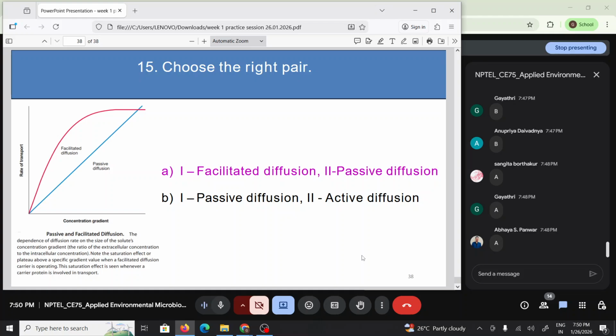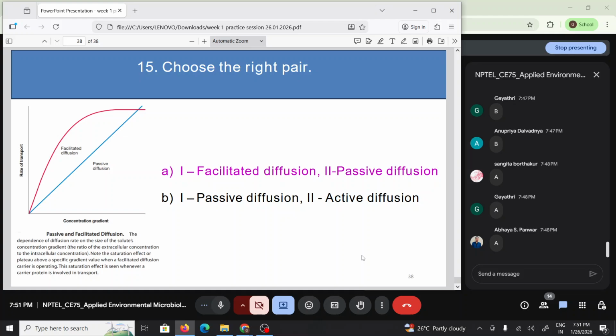Whereas in case of the curve, the red colored curve, it is a facilitated diffusion, because in terms of facilitated diffusion, you have some proteins that are going to facilitate the movement. That is why it is called a facilitated diffusion. Some proteins are going to run the show. So in that case also, initially your diffusion rate is going to increase. But once all the facilitators are going to get occupied, there is not going to be further increase in the rate of transport. It is going to hit a plateau.